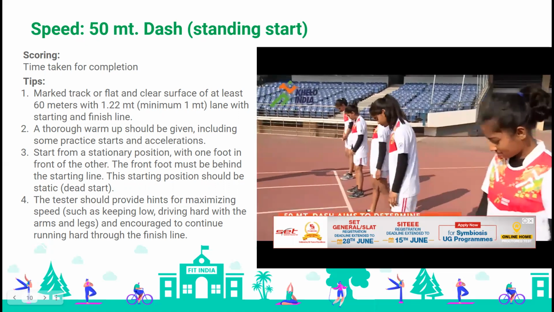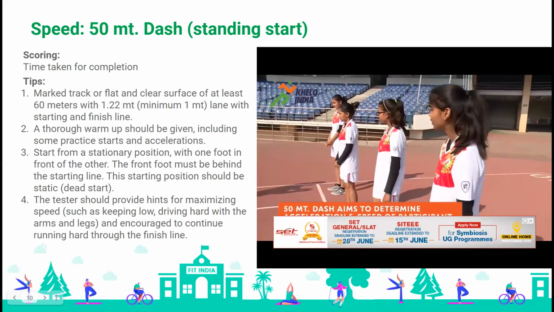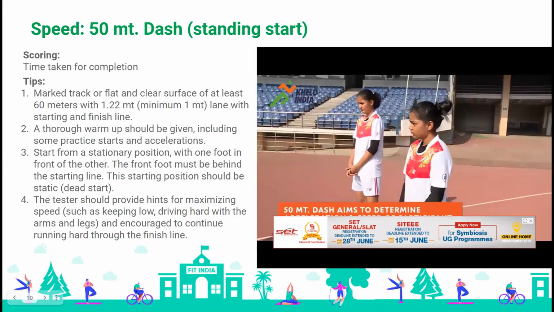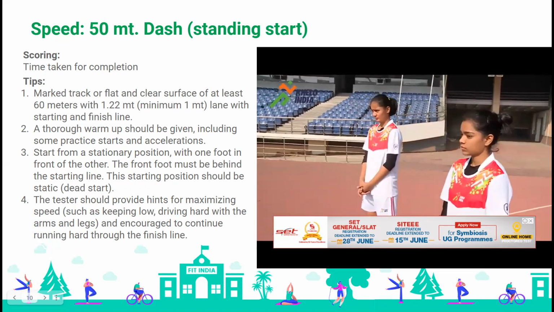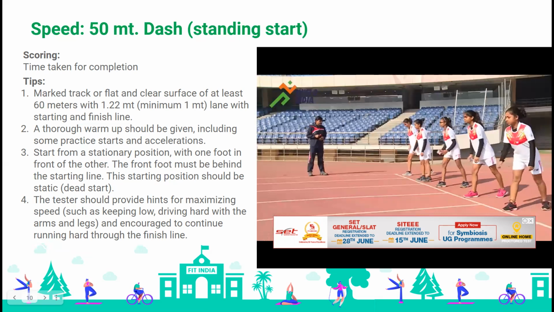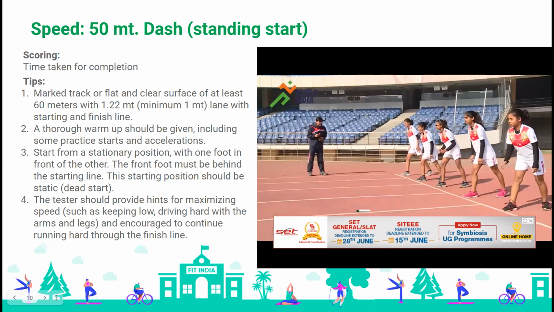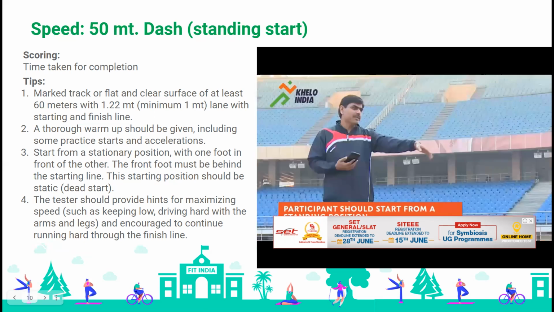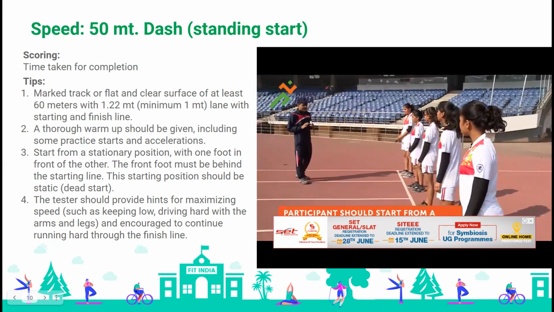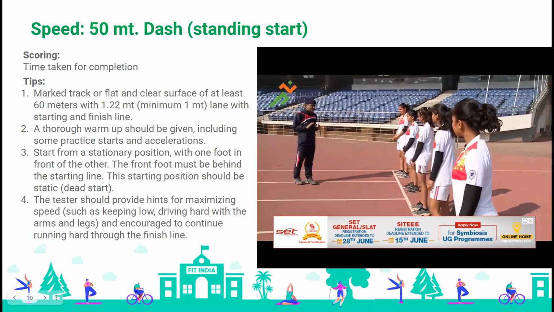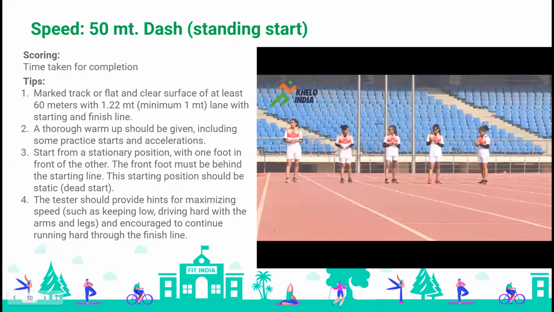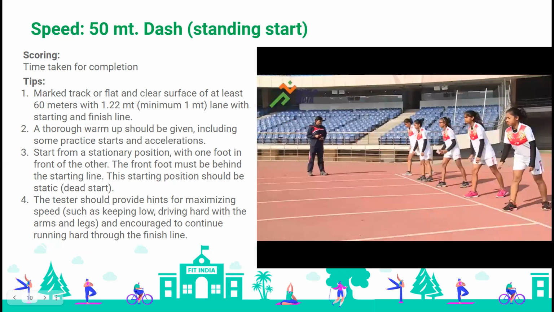The aim of the 50-meter dash is to determine the acceleration and the speed of the participant. The test involves running a single sprint over 50 meters. Start from a stationary standing position with one foot in front of the other. The front foot must be behind the starting line. Participants are encouraged to not slow down before crossing the finish line. Once the participants are ready and motionless, the instructor gives the cue to start.